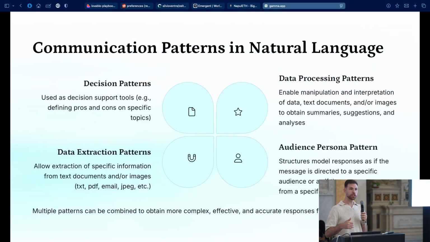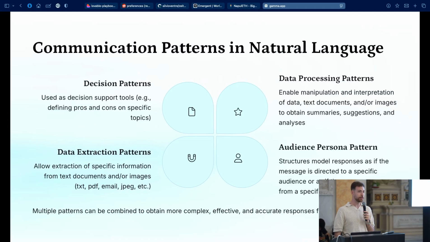There are a lot of patterns in order to talk in the right way with a model. One of them is decision pattern. They help you to make decisions. I mean, in your work, in your daily routine, in every kind of task you perform. So you can use it as a support tool, a decision support tool, on specific topics to define pros and cons, something like that.